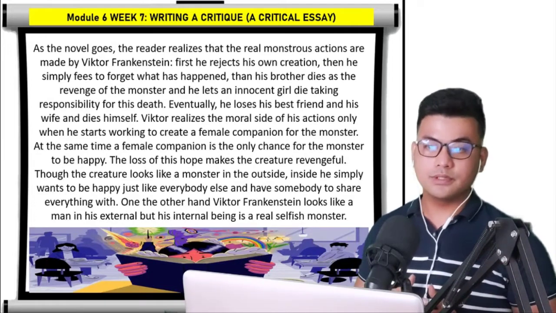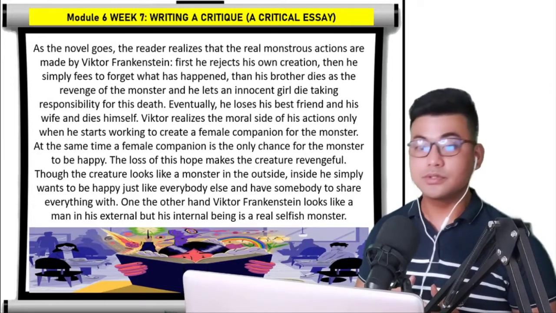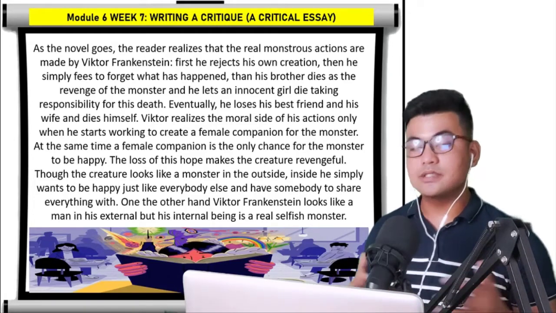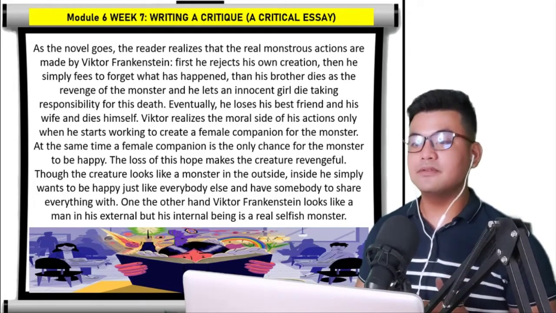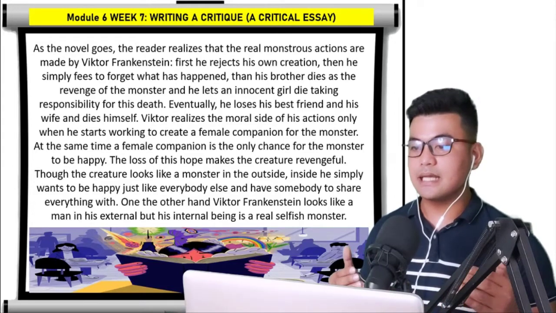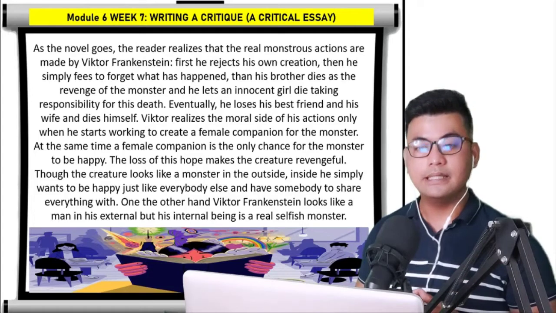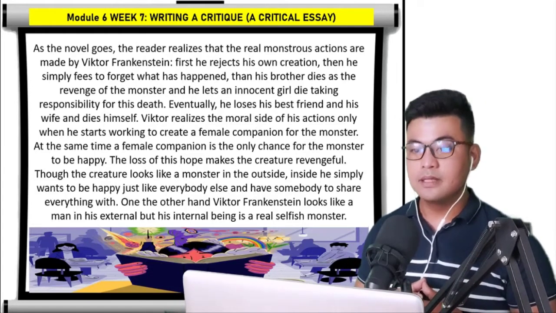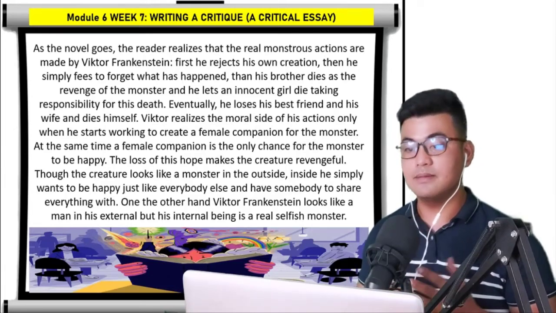As the novel goes, the reader realizes that the real monster's actions are made by Victor Frankenstein. First, he rejects his own creation. Then he simply feasts to forget what has happened. Then his brother dies as the revenge of the monster, and he lets an innocent girl die taking responsibility for his death. Eventually, he loses his best friend and his wife and dies himself.